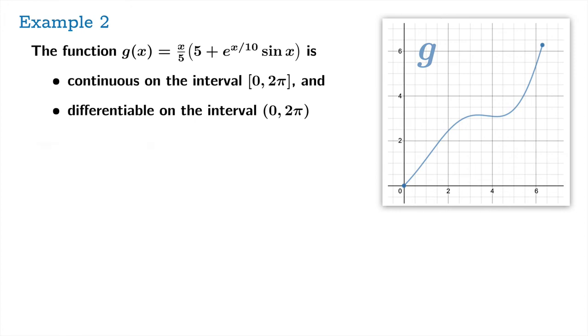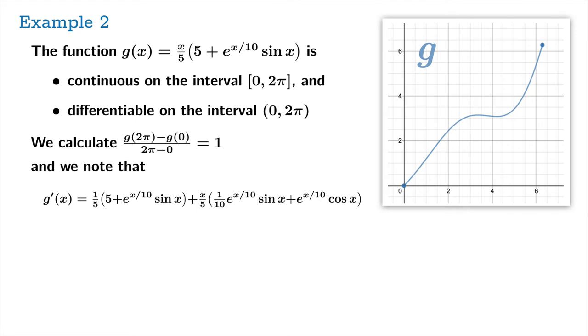So what does that mean? Well, we could calculate the secant slope, the average rate of change from 0 to 2 pi. I invite you to do that. It's actually something that comes out quite nicely. You get 1. And then a good exercise is to apply the product rule and the chain rule as necessary. You find the derivative formula to be this huge mess.